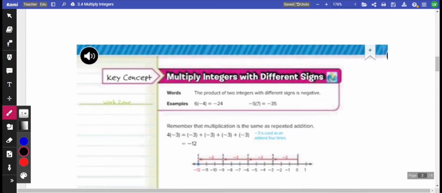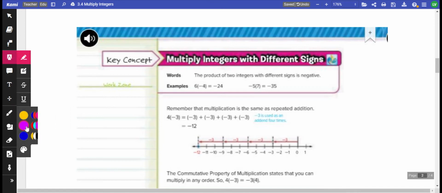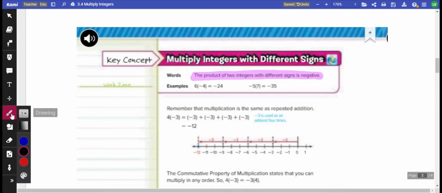So we're going to multiply integers with different signs. The product of two integers with different signs is negative. I'm going to highlight that and really emphasize the product of two integers with different signs is negative. That's because a positive times a negative equals a negative. A negative times a positive equals a negative.